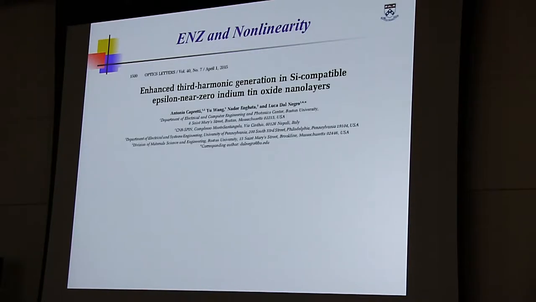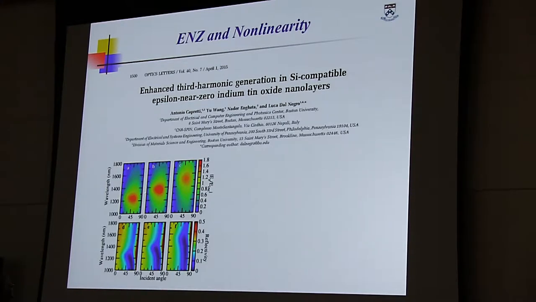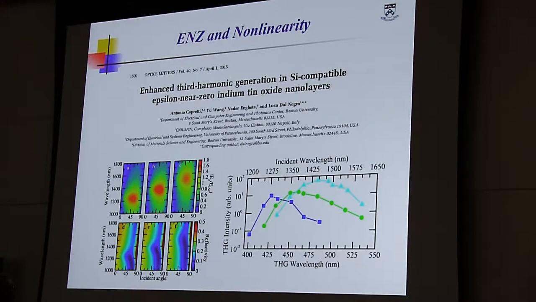But recently, by the way, in collaboration with my good friend Luca Dal Negro in Boston University, we decided to actually do this in the near IR. And Luca can actually make ITO, indium tin oxide, which is actually very good ENZ material, at about 1.3 micron. And indeed, we showed that inside you can have a very high field, and you can have actually third harmonic generation enhancement due to the fact that you can actually enhance the field inside the structure. And I know my good friend Professor Boyd has a lot of interest in nonlinearity in ENZ, and I very much look forward to talking to you, Bob, today and tomorrow with your students in this regard.